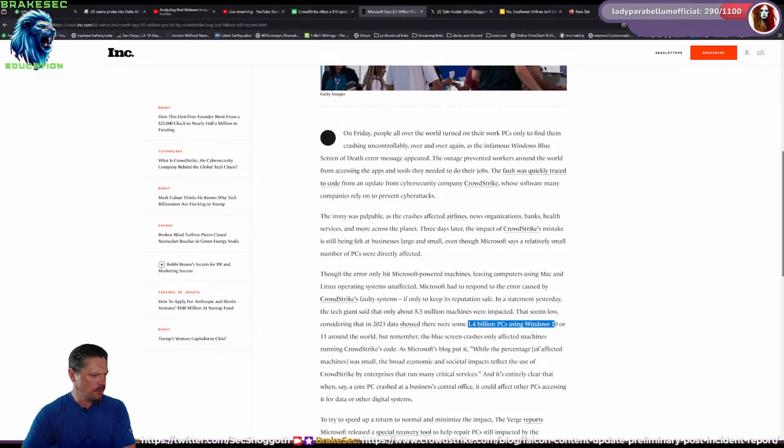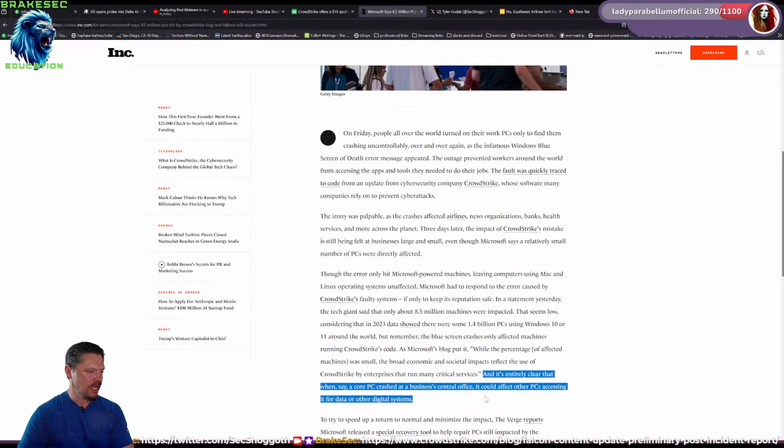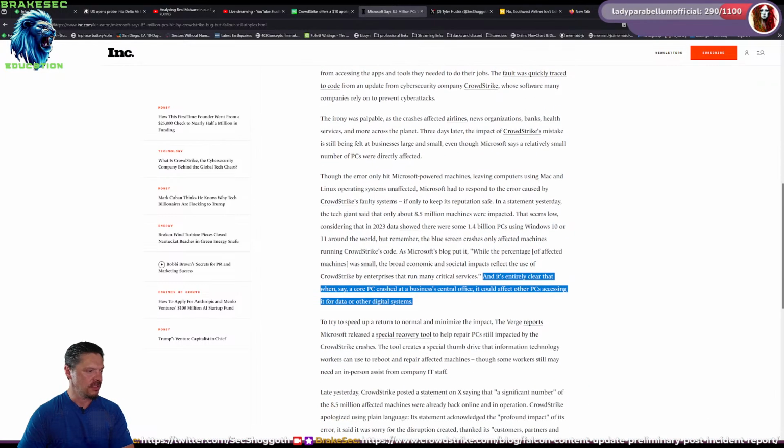As Microsoft's blog put it, while the percentage of affected machines was small, the broad economic and societal impacts reflect the use of CrowdStrike by enterprises that run many critical services. Right, and I think we would find out which companies use CrowdStrike by the outage, if they were affected or not. And it is entirely clear that when a core PC crashed at a business's central offices, it could affect other PCs accessing it for data, and other digital systems.